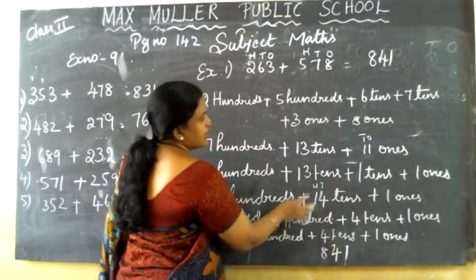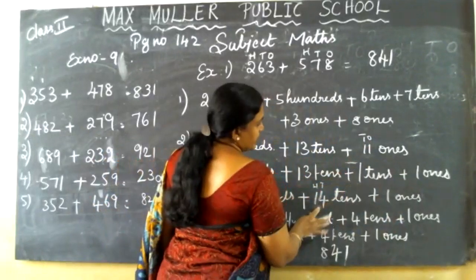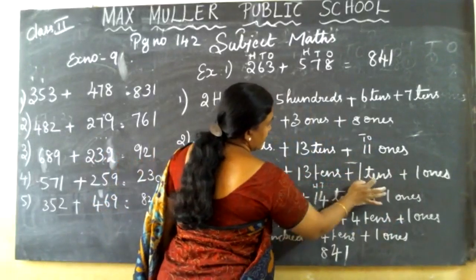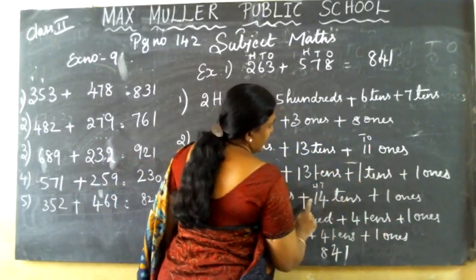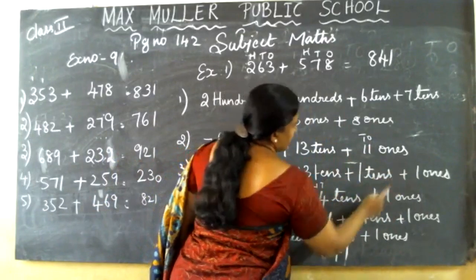700 plus 13 plus 1, how much? 14. Here, both are only in the tens place. So you want to add 13 tens plus 1 tens. If you add, you will get 14 tens. After that, plus ones.